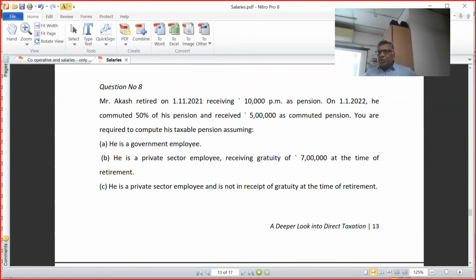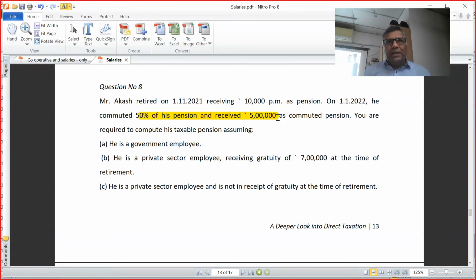The eighth question. Mr. Akash retired on 1st November, receiving 10,000 as pension. On 1st January, he commuted 50% of his pension and received 5 lakhs. This is not eligible, this is what he has commuted. Eligibility is 100%, 10 lakhs, but I only took 50%. You are required to compute his taxable pension.